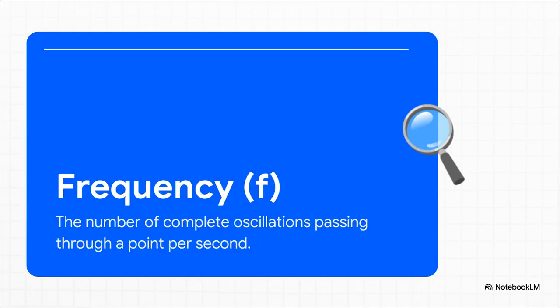So, frequency. That's how often the wave is oscillating: how many of those complete wavelengths pass by a single spot every second. And here's the crucial part. It has an inverse relationship with wavelength. If you have a super high frequency, with waves coming one after another really fast, then those waves have to be shorter, right? They have to be squished together.